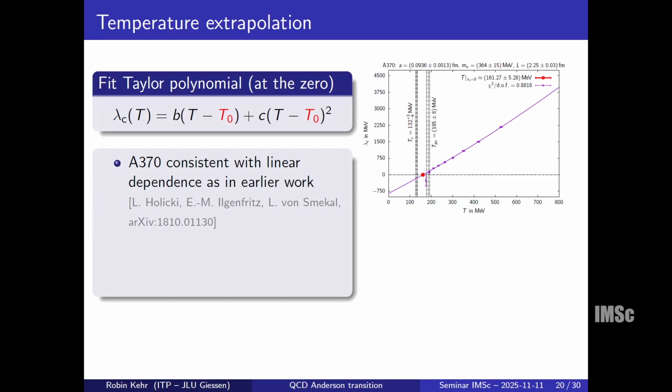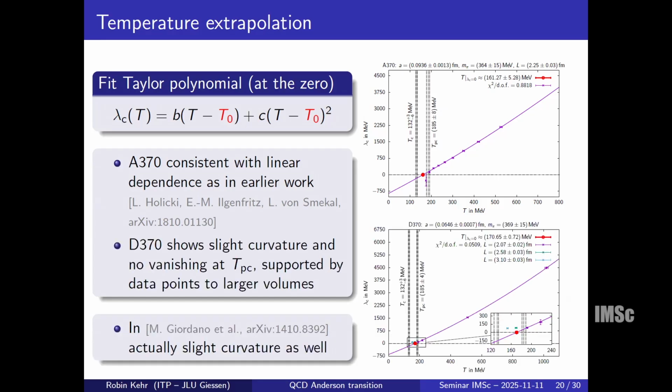And okay, why do we have a quadratic term here? It's because then going to the D370 lattice, where we now have a smaller lattice spacing, the volume is roughly the same, I guess, a little larger maybe. No, it's roughly the same. And the pion mass is the same, basically 370 MeV. And here, you might see it a little bit, we get a slight curvature. And here the extrapolation yields a 0 below the pseudocritical temperature.